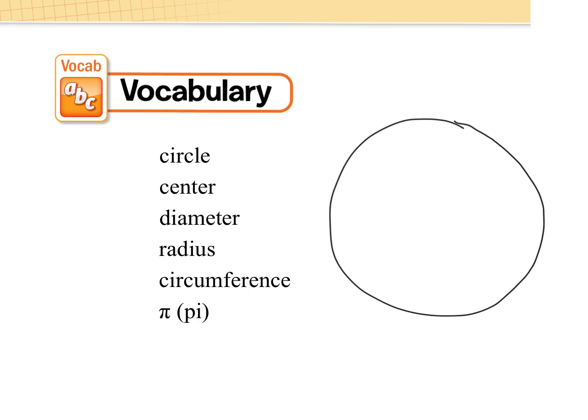Okay, so do we know a side length? No, because there's no edges. Okay, it's not 0, but we don't have any edges to talk about. 360, I like it. Okay, so we know what a circle is.